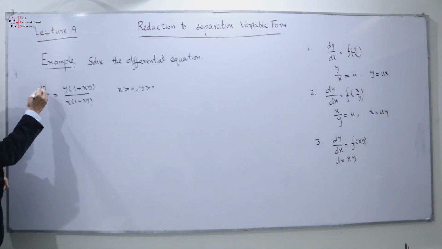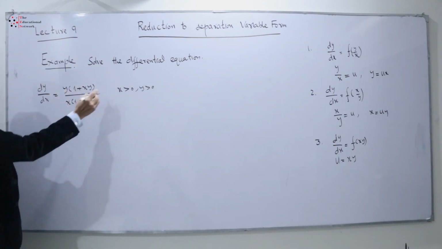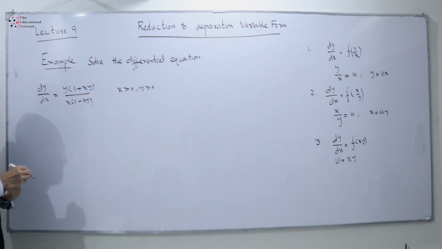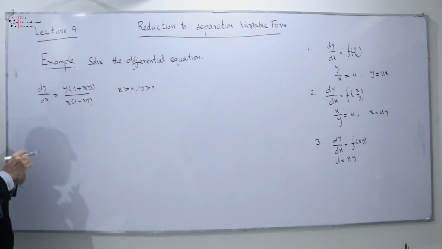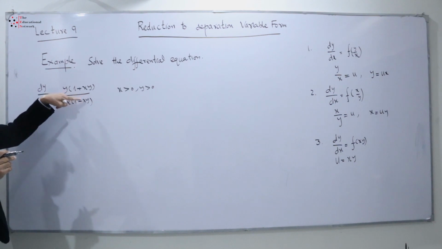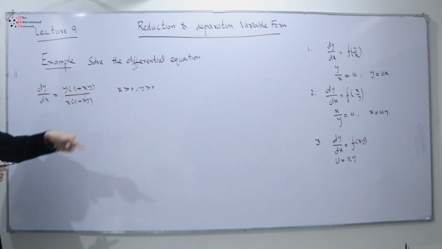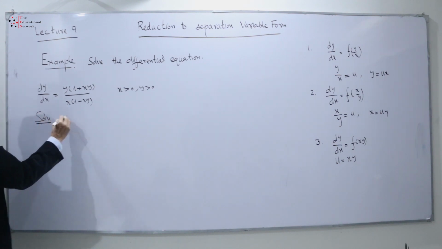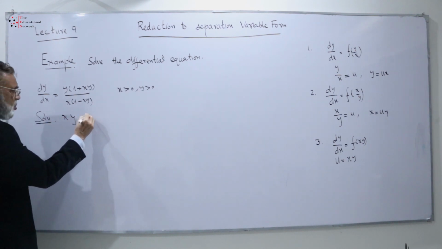Here we have the differential equation dy by dx equal to y(1 plus xy) over x(1 minus xy), and the condition is x bigger than 0. Why? Because when x becomes 0, the denominator becomes 0 and the equation is not defined. We want to solve this equation. You can see that the function xy is repeating, like case 3, a function of xy. So we write xy equal to u.